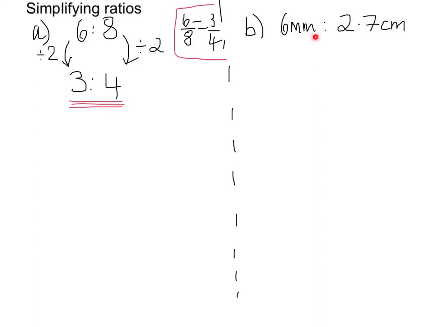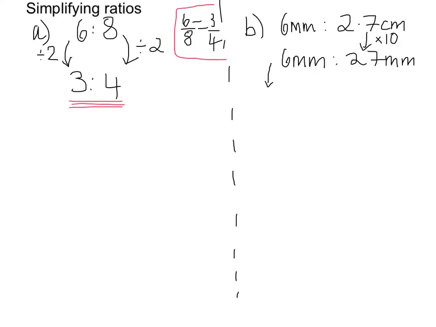So in this case, millimetres are smaller than centimetres. So this is already in millimetres, so that's fine. We now need to convert this number into millimetres. So how many millimetres are in a centimetre? There are 10 millimetres in a centimetre, which means to convert this to millimetres, we have to times this number by 10. So that gives us 27 millimetres. So all I've done is change this ratio so that both numbers have the same units. Now we can simplify it.